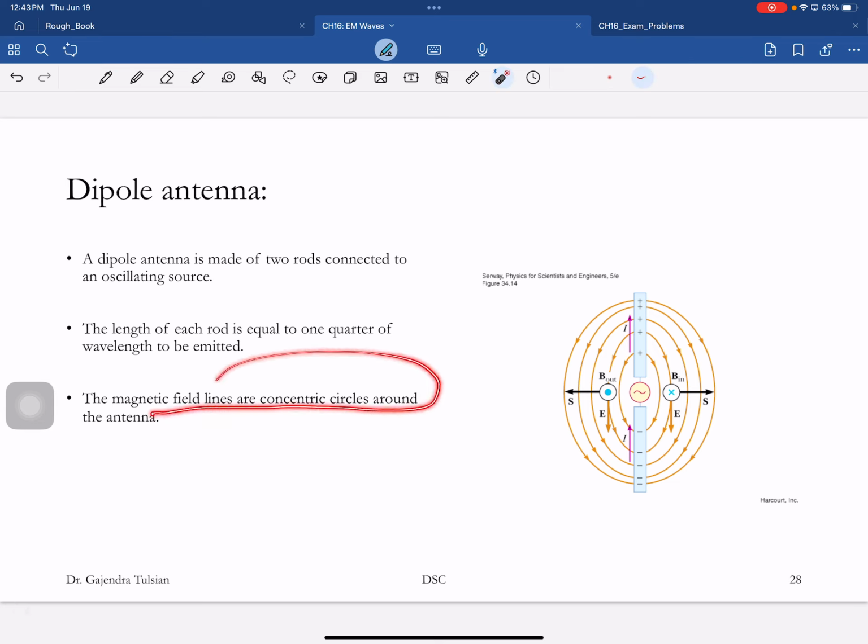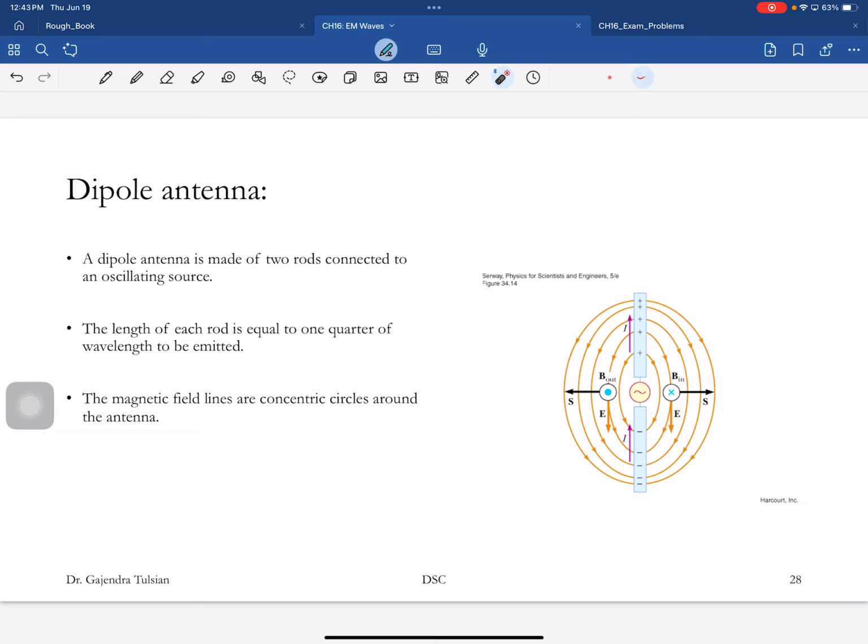The magnetic fields are concentric circles. So if this is the dipole antenna, the electric field is oscillating parallel to it, and the magnetic fields are oscillating like this. You guys might have seen, well, this is before some of your time, but in the old days you would have TV antennas, and if you're catching the electric field, you have dipole antennas like that. And if you want to catch the magnetic field, you have rings.